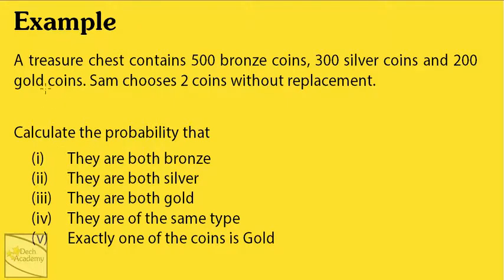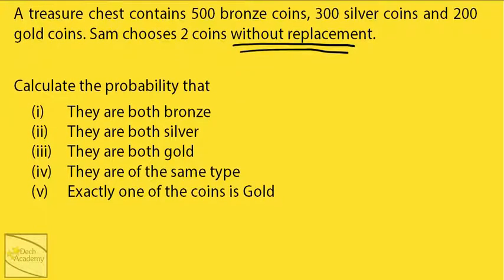In this example, we have a treasure chest. A treasure chest contains 500 bronze coins, 300 silver coins, and 200 gold coins. And then Sam chooses 2 coins without replacement. So we need to calculate some probabilities. A tree diagram can be used to solve this problem, and I'll just show you shortly.